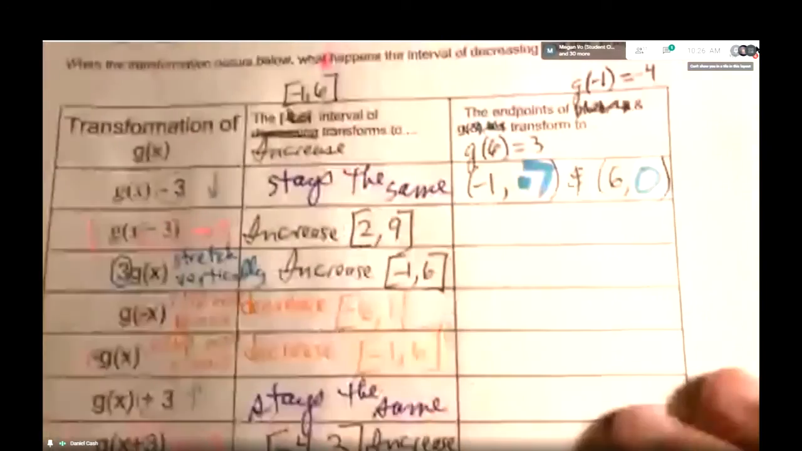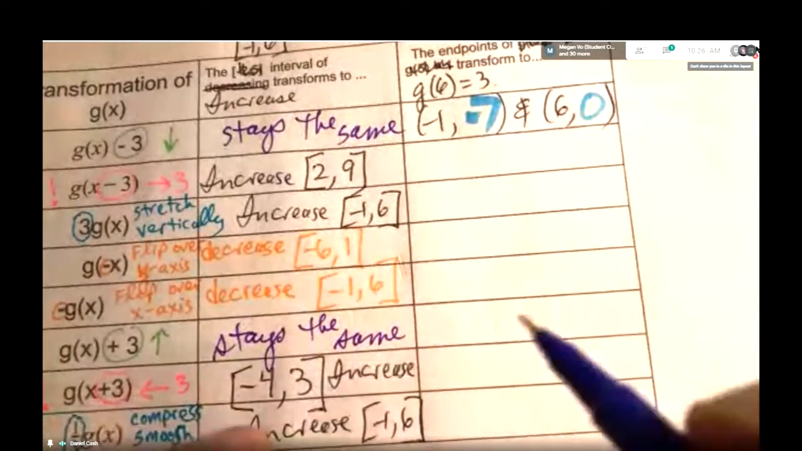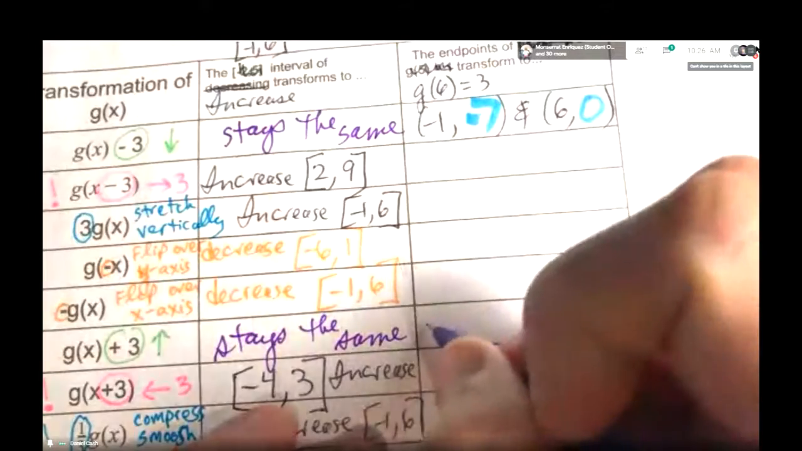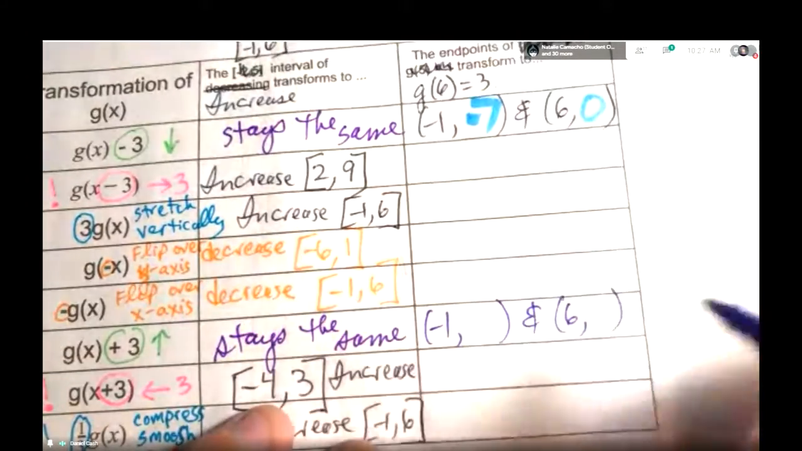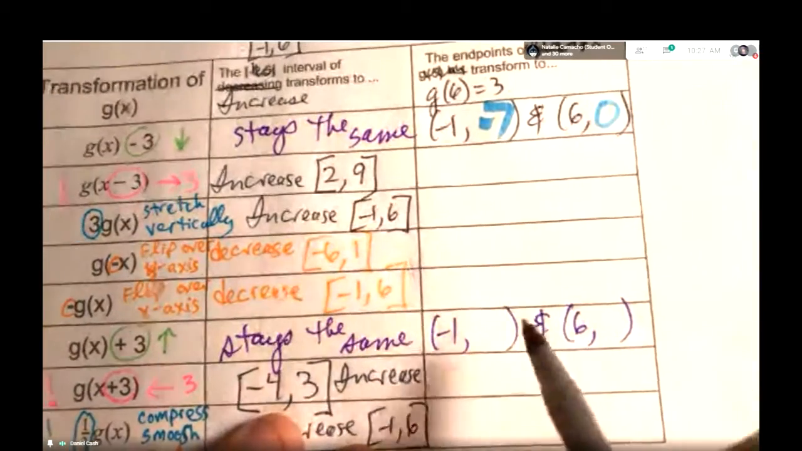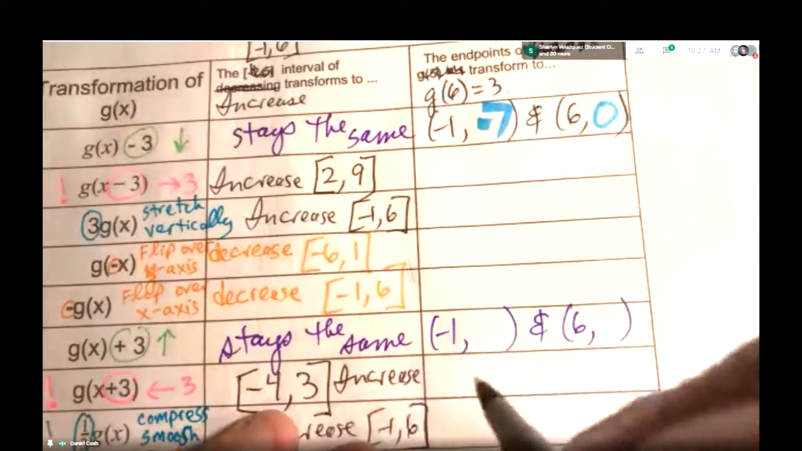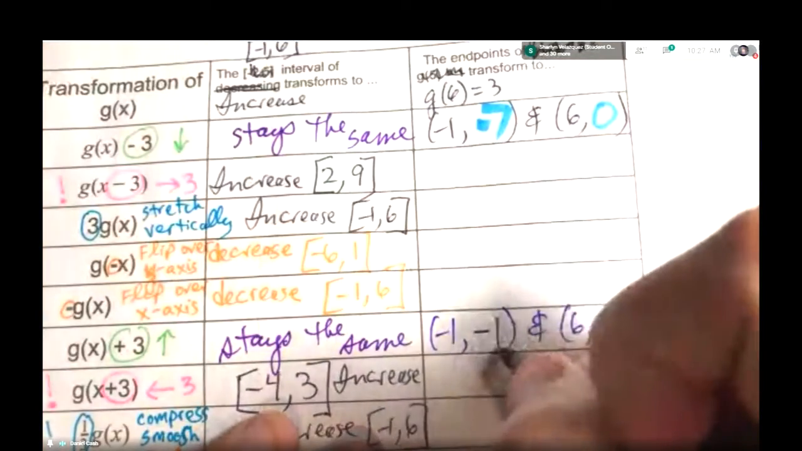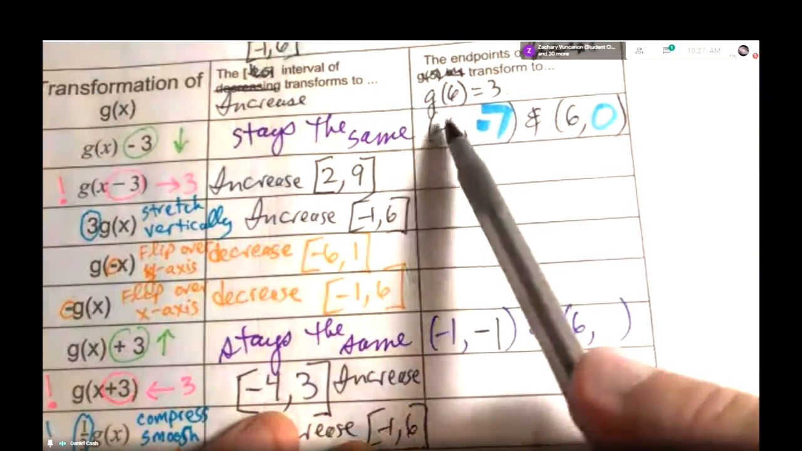So let's go to the up 3. I'm going to do the same exact thing, except the thing got moved up 3 units. So -1 and 6 stays the same. All I have to do is add 3 to the original points. The -4 gets moved up to -1. And Mr. Mayfield, what happens to the y value on this point here?